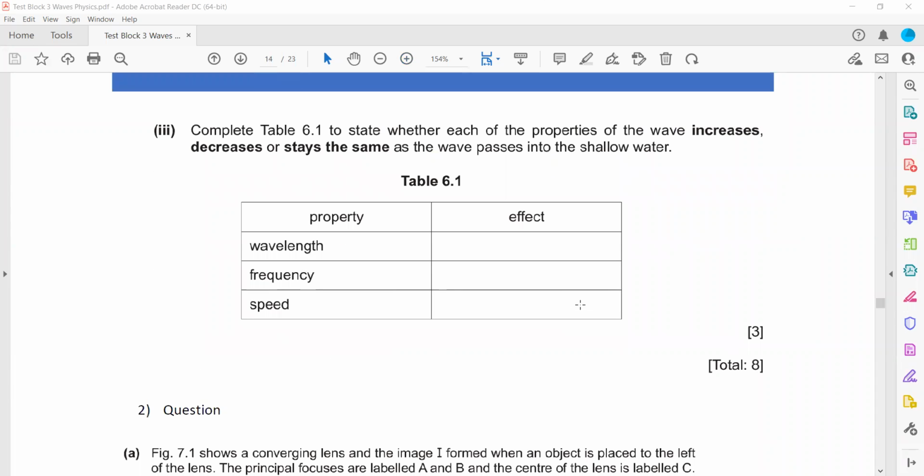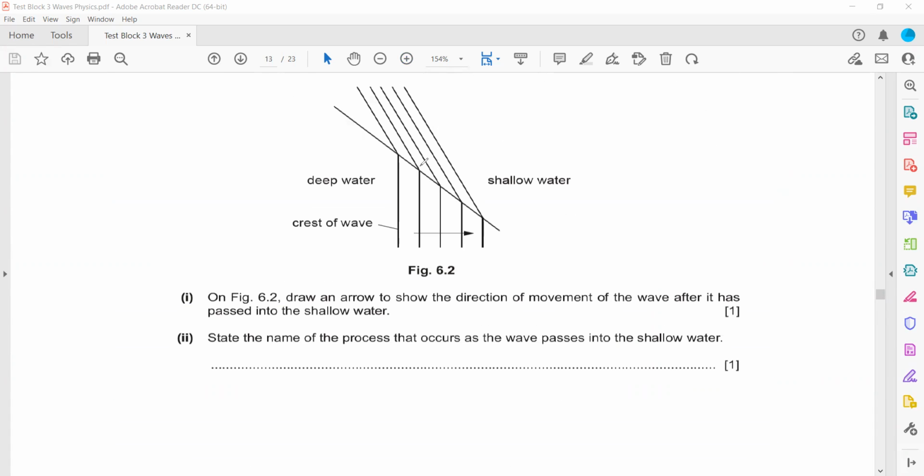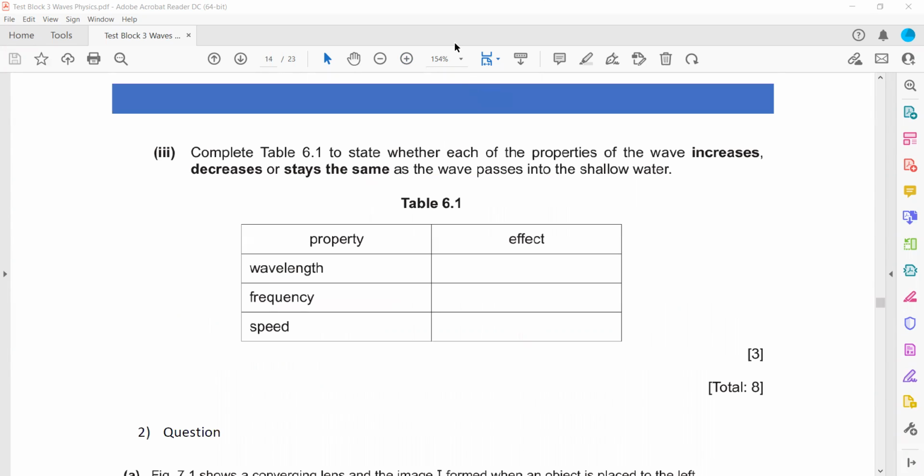Then complete a table, state whether each property increases, decreases, or remains the same. So wavelength is the distance between two successive crests. You can clearly see in deep water it is longer, but in shallow water it is shorter. So the wavelength decreases. Speed also, moving from deep to shallow, speed decreases, but the frequency remains constant or stays the same. Here wavelength decreases and speed also decreases.